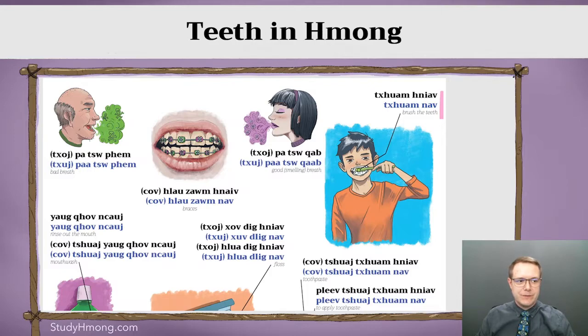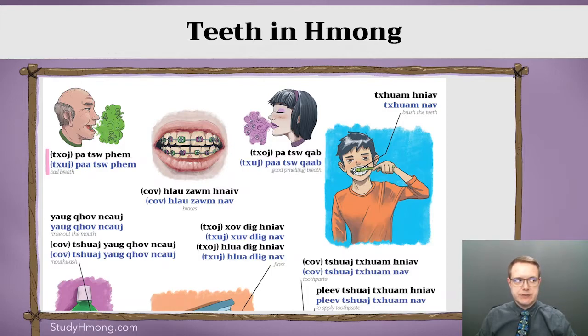So for starters, on the right-hand side, you'll see there cua nia, or cua na. Cua na is to brush the teeth. It means to scrub the teeth. For good smelling breath, we would say zo ba ju ga, or in Green Hmong, zu bang ju gang. Let's just skip over to bad breath because it makes sense to go to that next.